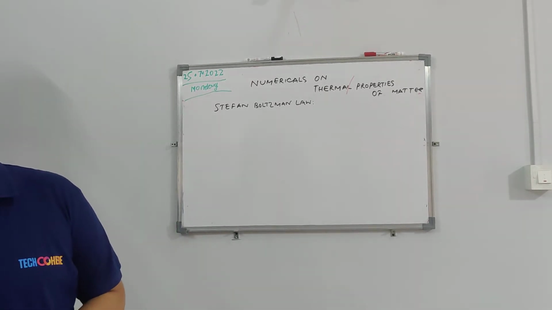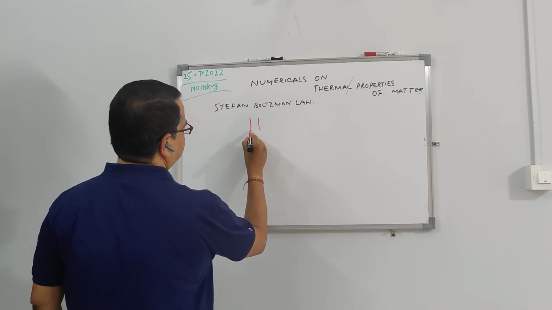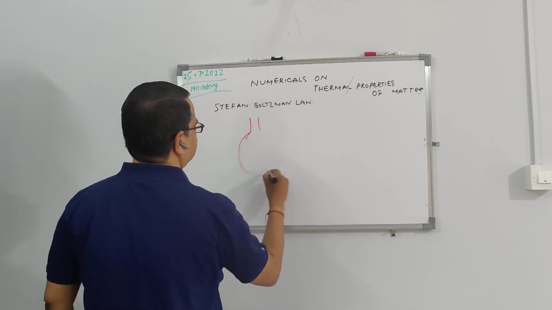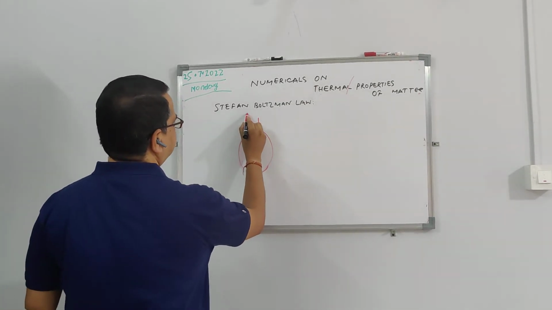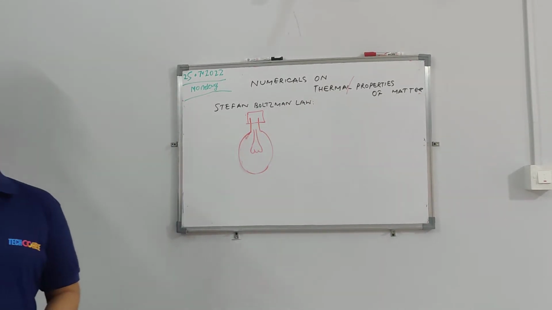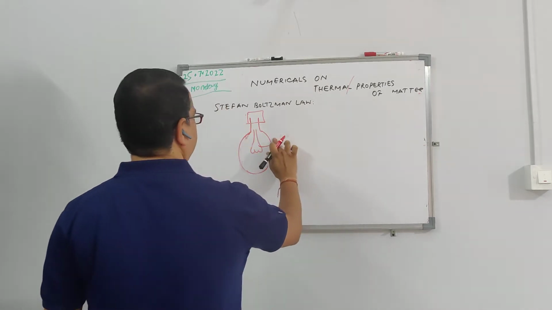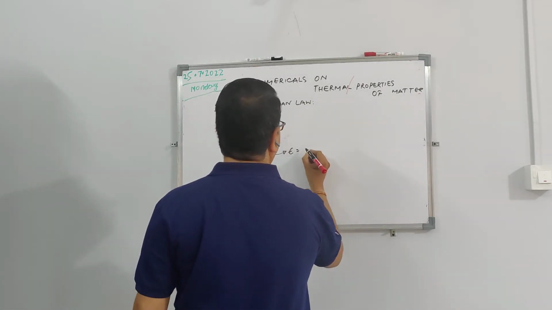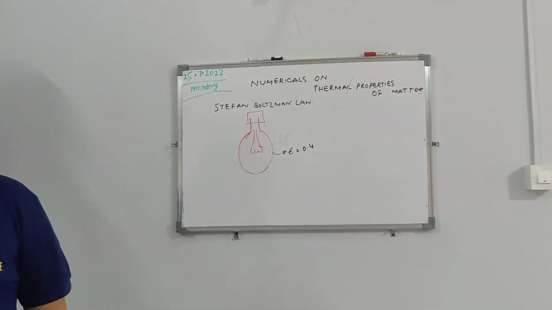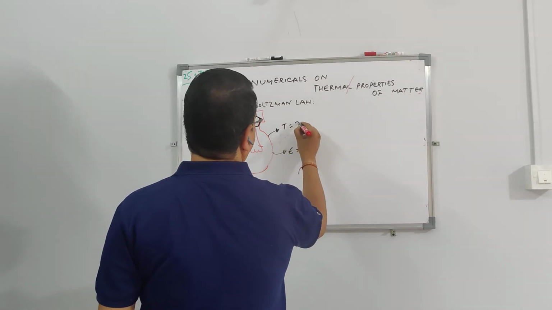So let us say I have a lamp. I have my tungsten lamp with this tungsten filament. I have a tungsten lamp whose emissivity is about 0.4. This lamp surface has an emissivity E equal to 0.4 because it is not a black body. The lamp is at a temperature T equal to 3000 Kelvin.